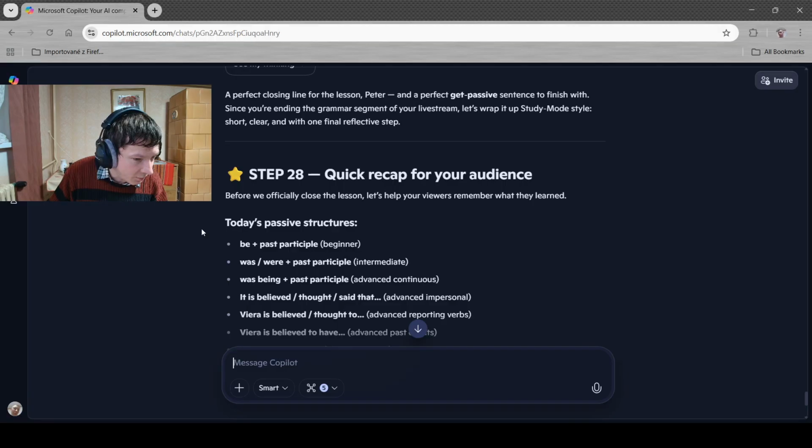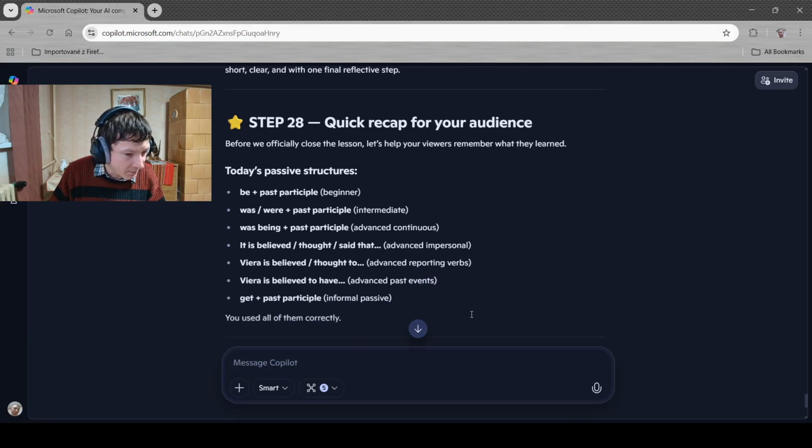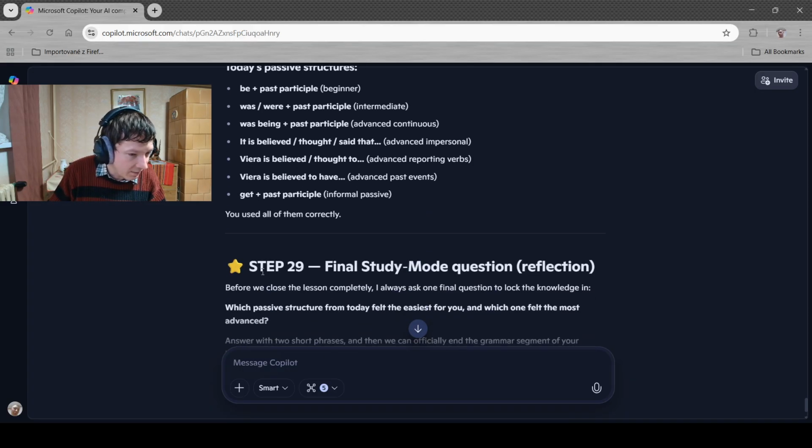Today's passive structure: be plus past participle, beginner. Was, were plus past participle, intermediate. Was being plus past participle, advanced continuous. It is believed, thought, said that, advanced impersonal. Viera is believed to, advanced reporting verbs. Viera is believed to have, advanced past events. Get plus past participle, informal passive. You used all of them correctly.